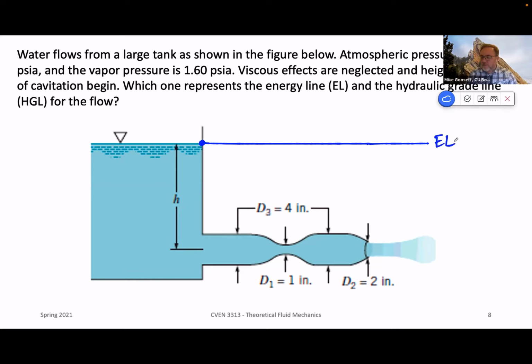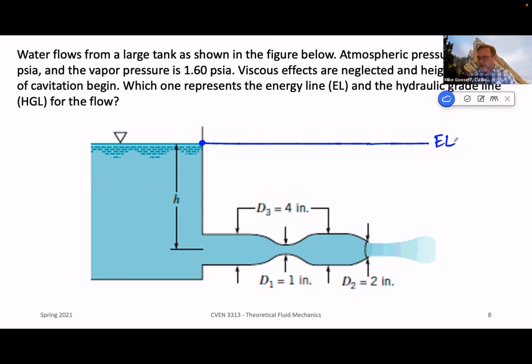Okay, so I'm letting the system be defined from the beginning of the pipe at the end of the reservoir to the end of the jet that's coming out of this pipe. Okay, what happens in this pipe? We've got some funkiness here, right?